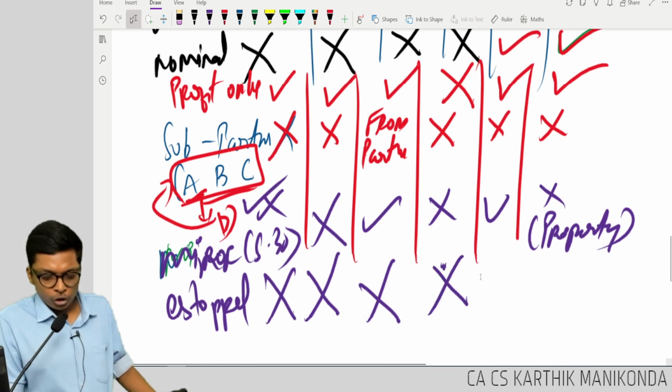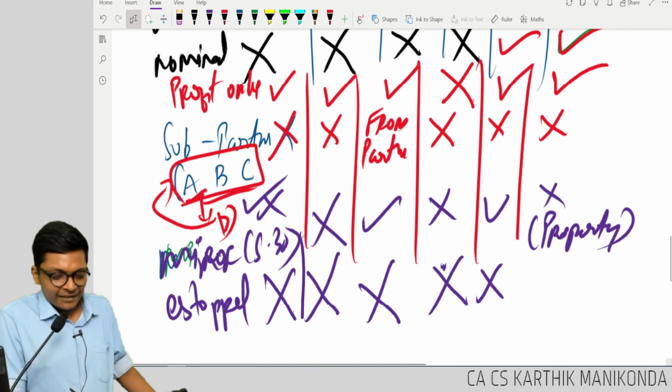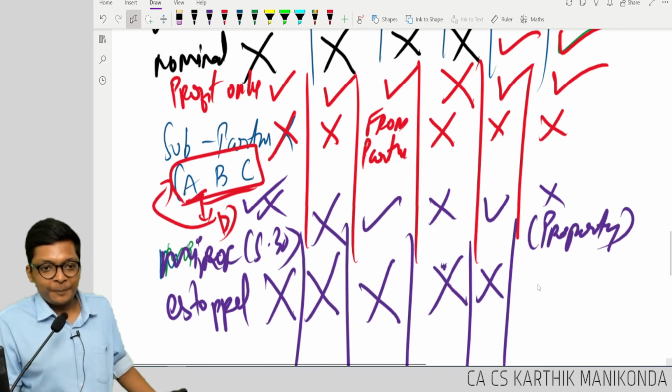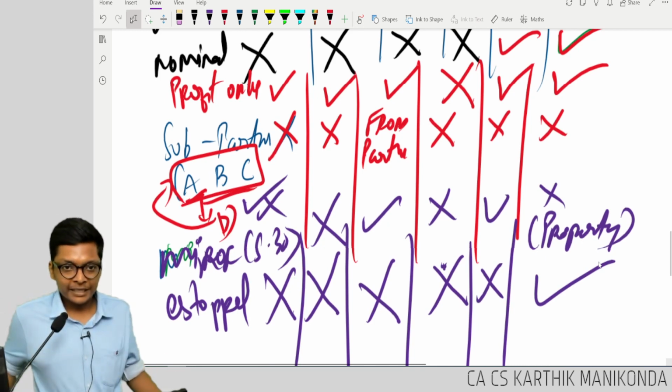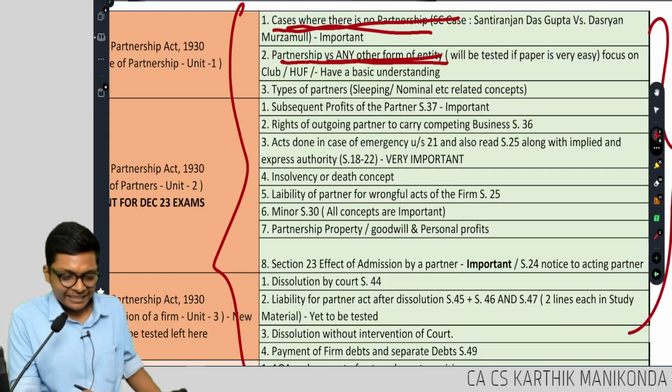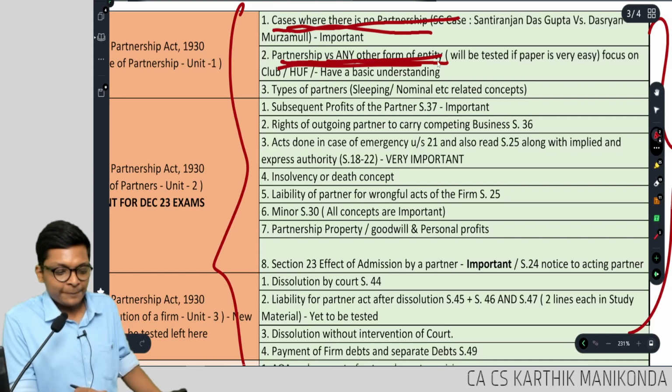Loss, no. Public notice, you are never a partner. Liable to third parties, yes. So better don't be a partner by holding out. Estoppel. Clear, guys? This is the second case, and third is types of partners.